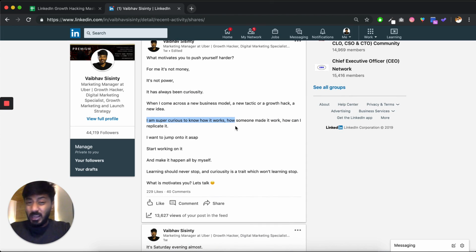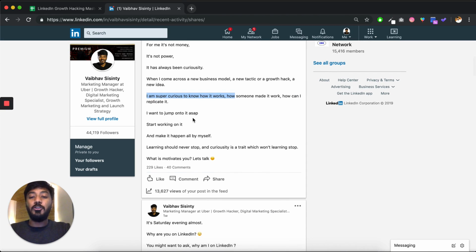Actually, these three could have been three different lines too, right? I want to jump into it as soon as possible, start working on it, make it happen all by myself. Learning should never stop, and curiosity is a trait which won't let learning stop, right? What motivates you? Let's talk.